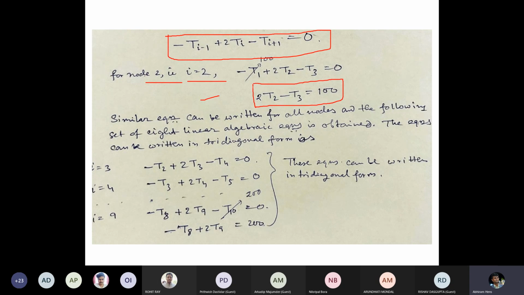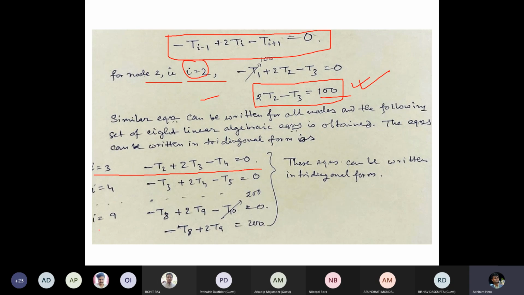So you see that at i equal to 2, if I write the differential equation, now it is an algebraic equation. Simple: 2T2 minus T3 will be equal to 100. Now for i equal to 3, i equal to 4, if I keep on writing, then these kind of equations you will get. For i equal to 3, you will get T2 minus 2T3 plus T4 will be 0, i equal to 4, these things, and it will be a series of equations.